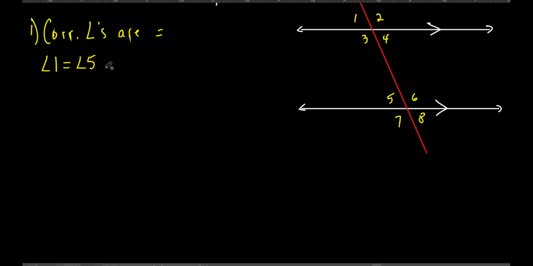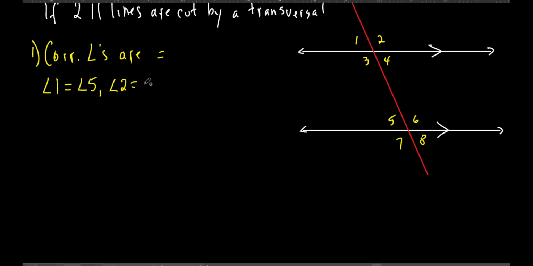So let's list all the corresponding angles. 1 equals 5. Angle 2 equals what? What's corresponding to angle 2? 6. So 2 and 6 are equal to each other. What about angle 3? What's equal to angle 3? Angle 7. And then one more, angle 4. What's equal to angle 4? Angle 8. And they're all equal to each other because they're corresponding angles. So 1 equals 5, correct?